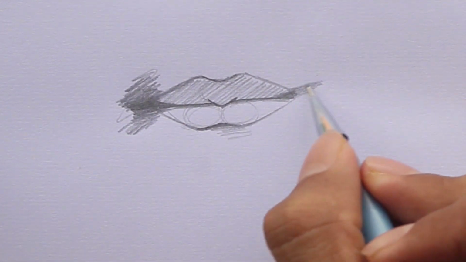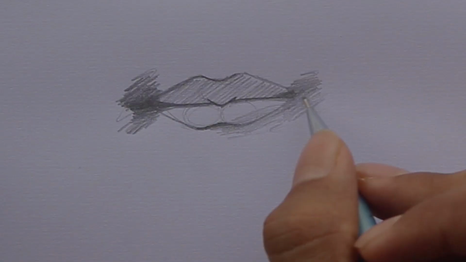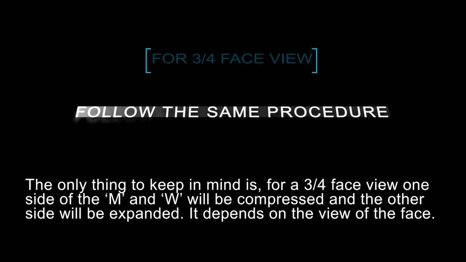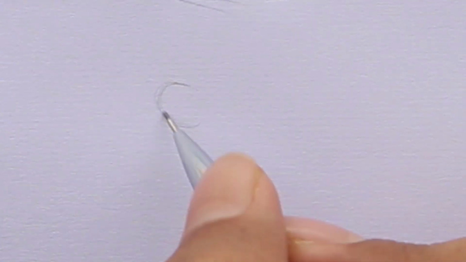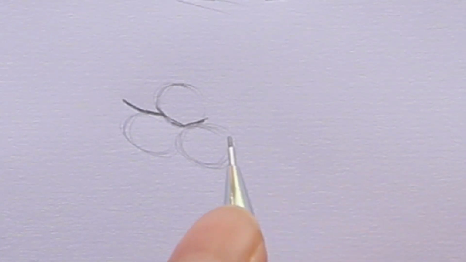Here we have finished with the drawing for the front view. Now let's move towards 3x4 face view. Follow the same procedure. The only thing to keep in mind is, for a 3x4 face view, one side of the M and W will be compressed and the other side will be expanded. It depends on the view of the face.